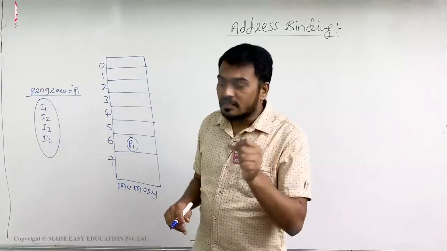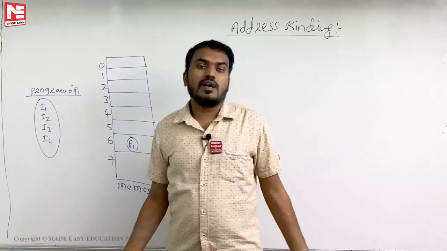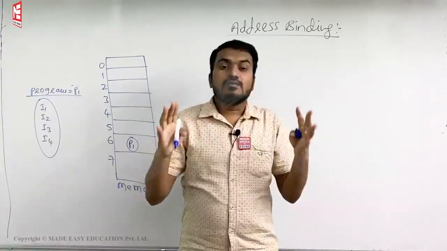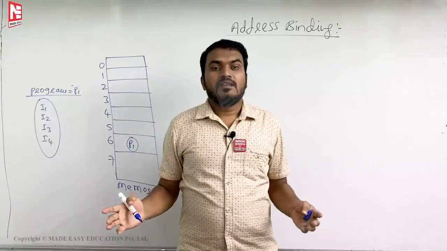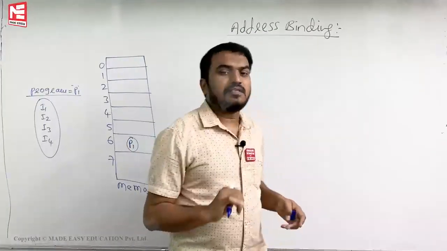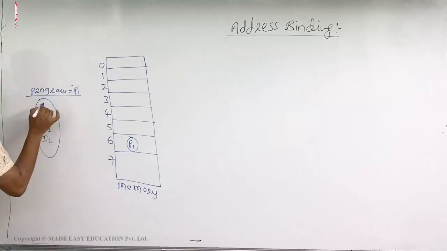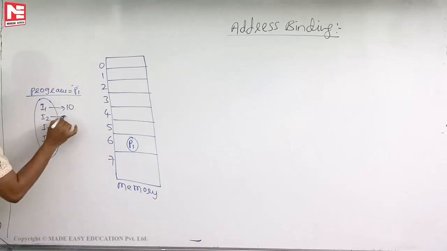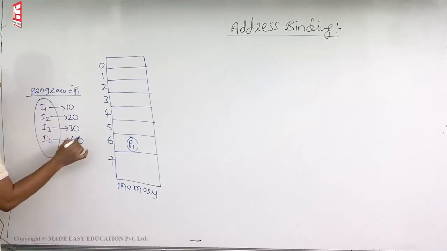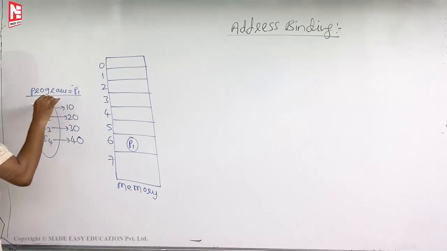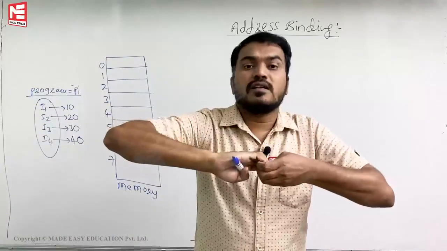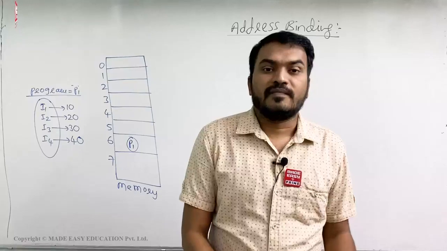It means every instruction of the program will be binded with the actual physical address. For example, listen here. You have instruction I1, it is binded with the address 10. I2 is binded with the address 20. I3 is binded with the address 30. I4 is binded with the address 40. So every instruction of the program will be binded with the actual physical address. That is called address binding. Is that clear for everyone?